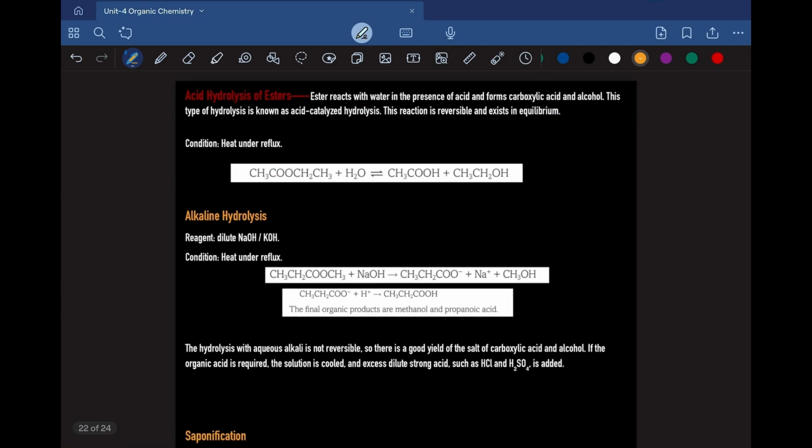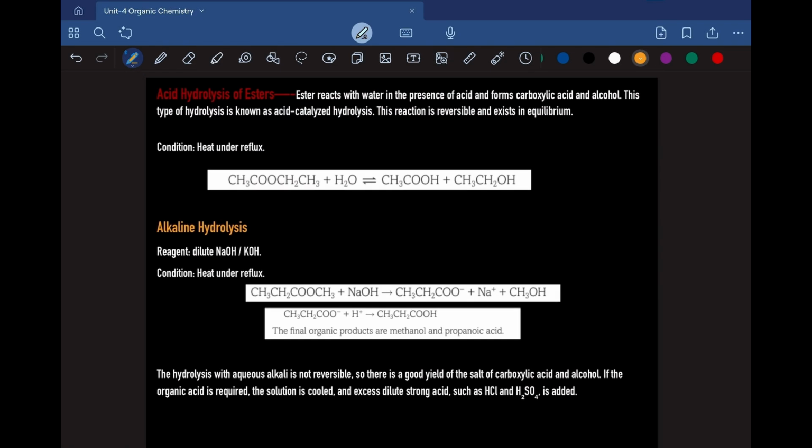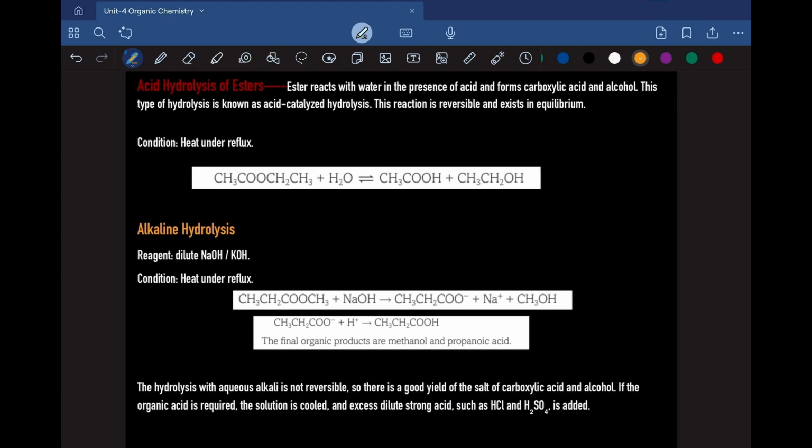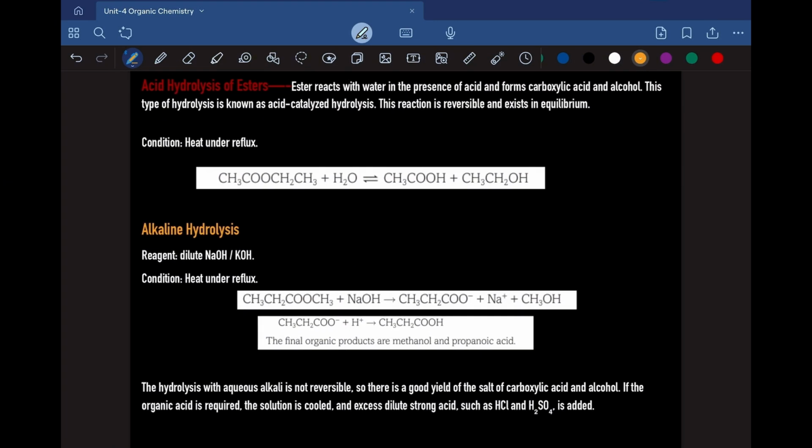Now moving forward, we will learn about the acid hydrolysis of esters and the alkaline hydrolysis. So what is actually acid hydrolysis? Acid hydrolysis means the ester reacts with water in the presence of acid. The ester will react with water and form carboxylic acid and alcohol.